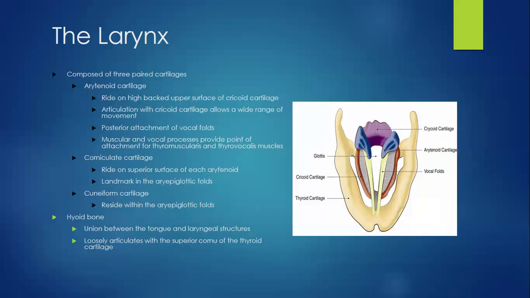So there's the hyoid bone, which is the only bone in the laryngeal system. And this serves as a union between the tongue and the laryngeal structures. And loosely, it articulates with the superior horn of the thyroid cartilage. So when you see cornu, we're just talking about horn. It's the same thing. Superior horn, superior cornu, the same thing. So the superior horn or the superior cornu of the thyroid cartilage articulates with the hyoid bone.